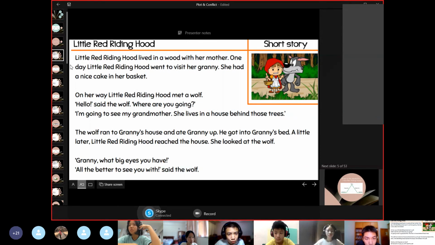Little Red Riding Hood lived in a wood with her mother. One day, Little Red Riding Hood went to visit her granny. She had a nice cake in her basket.